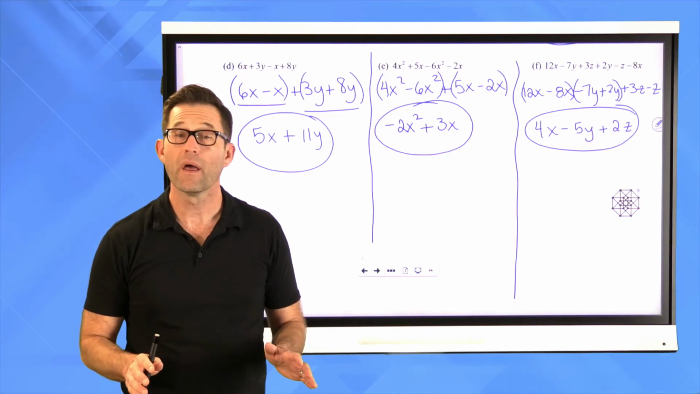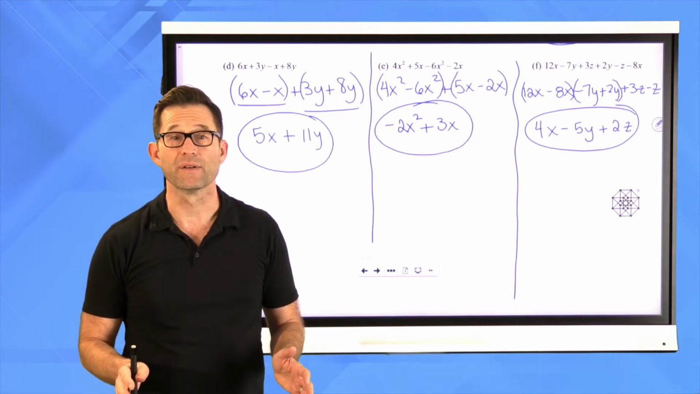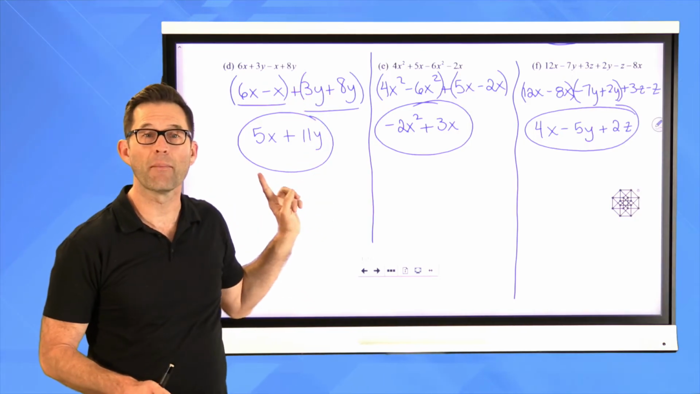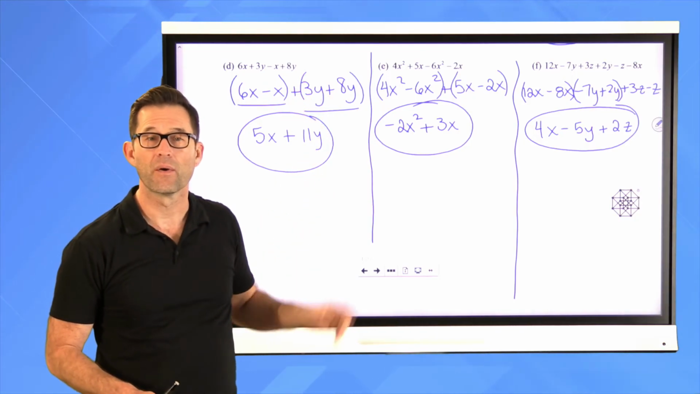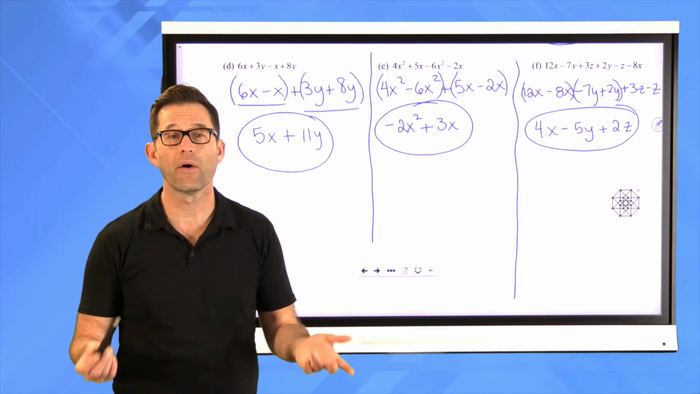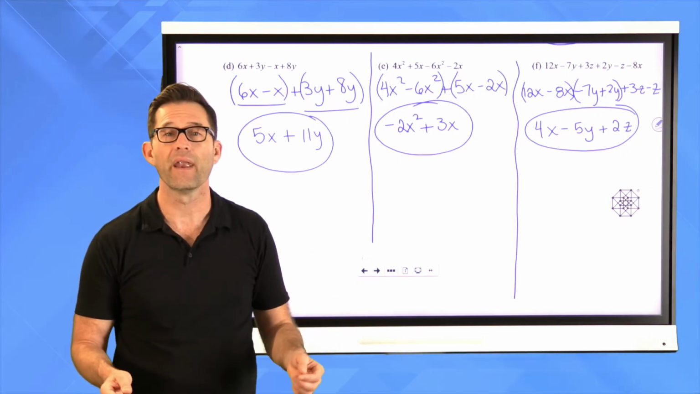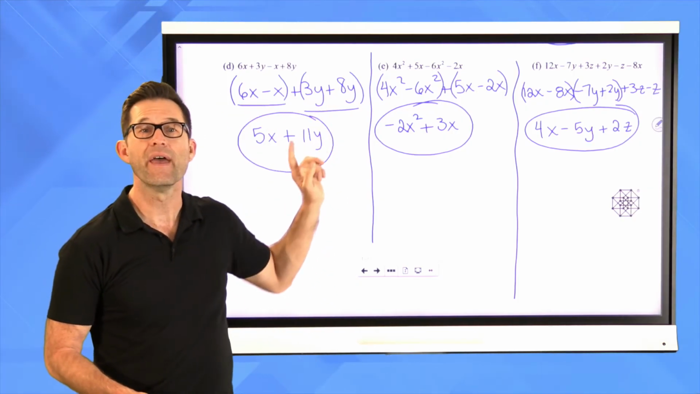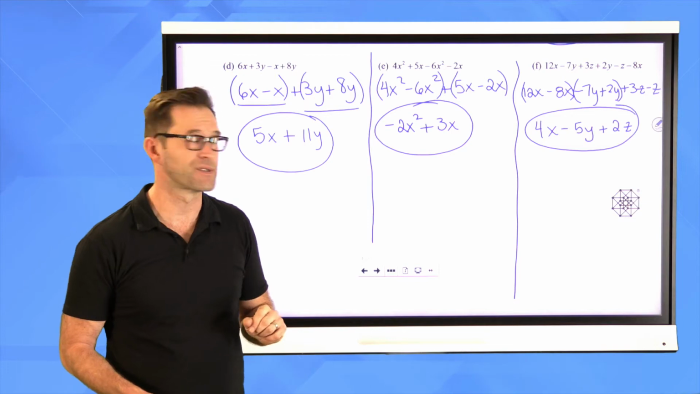All right, so combining like terms. Very important, basically for one simple reason, right? This expression is far more complicated than this expression, right? If I'm trying to graph the equation of a line or solve an equation or something like that, I almost always want to take more complicated expressions and make them into simpler expressions.